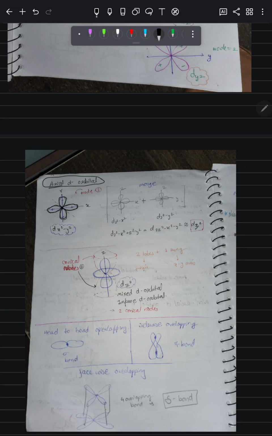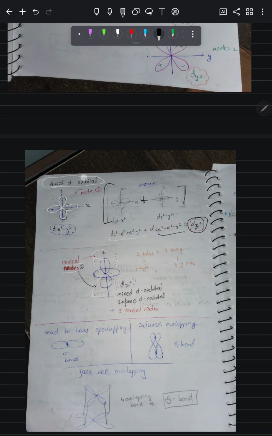So these are dx square minus y square and dz square minus y square. These two lobes are merged because of their stability. So these two lobes are merged and form a dz square orbital. So the structure of dz square is just like this. It has conical nodes, just like this. It has two conical nodes present in this structure. So its basic structure is along z. So this is the structure of the dz square orbital.